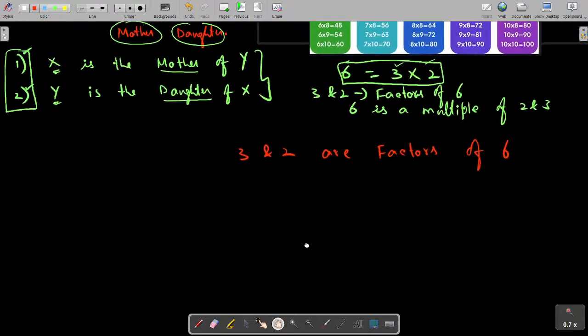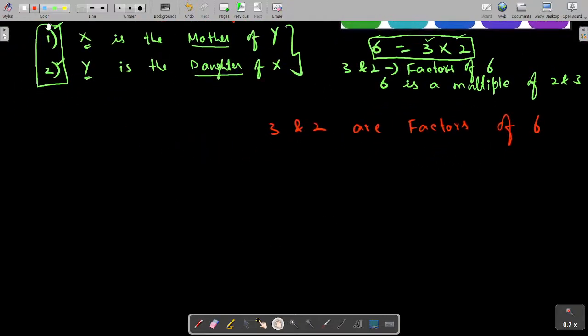As I was focusing here, how was I focusing here? X is the mother of Y. Likewise, 3 and 2 are factors of 6. In the second line, I was focusing on Y, right? Y is the daughter of X. Likewise, I can say that 6 is a multiple of 2 and 3. Is it right? You agree with me?